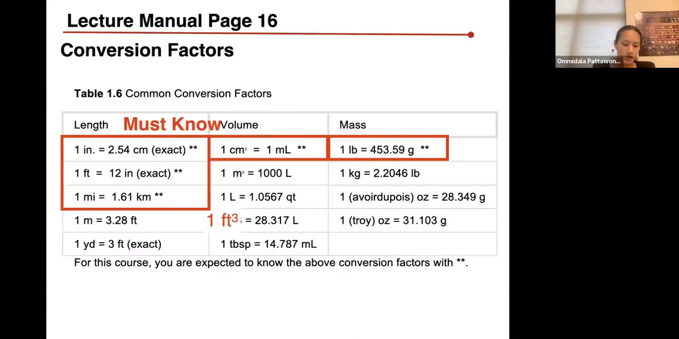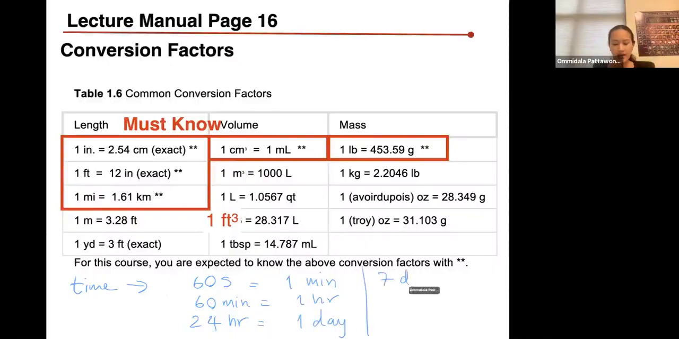Another measurement that I want you to know is the time, right? So you need to know that every 60 seconds equal 1 minute, and 60 minutes equal 1 hour, 24 hours equal 1 day, right? And 7 days equal 1 week, and 4 weeks equal 1 month, and then 12 months equal 1 year, right? So you need to know this list as well.